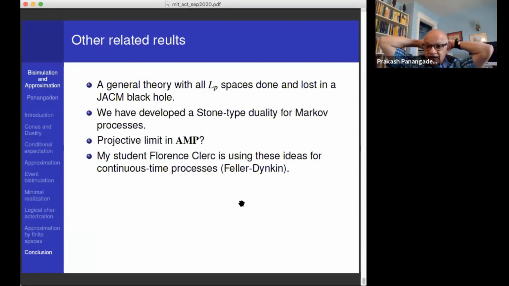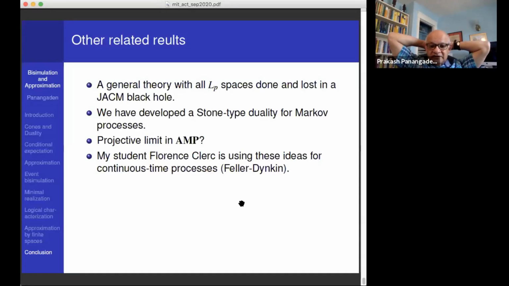So a general class of well-behaved processes of that kind are called Feller-Dynkin processes. And she has developed a theory of bisimulation for Feller-Dynkin processes. And she's now using the kind of stuff that I described today to try to develop an approximation theory for those Feller-Dynkin processes, which is still under construction.